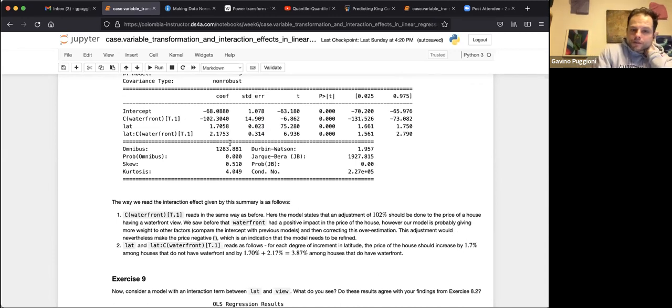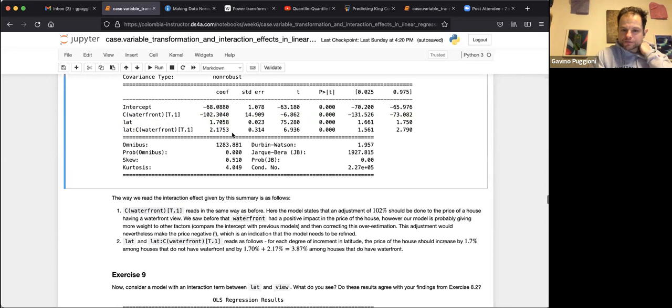So the 2 slopes, notice that you get 1 slope for free, which is the baseline. So for the non-waterfront is 1.7. The slope for the waterfront will be 1.7 plus 2.1. So this acts like a contrast, like a correction factor. So the price of a house should increase by 1.7% among houses that do not have waterfront, and by 3.87 among houses with waterfront.